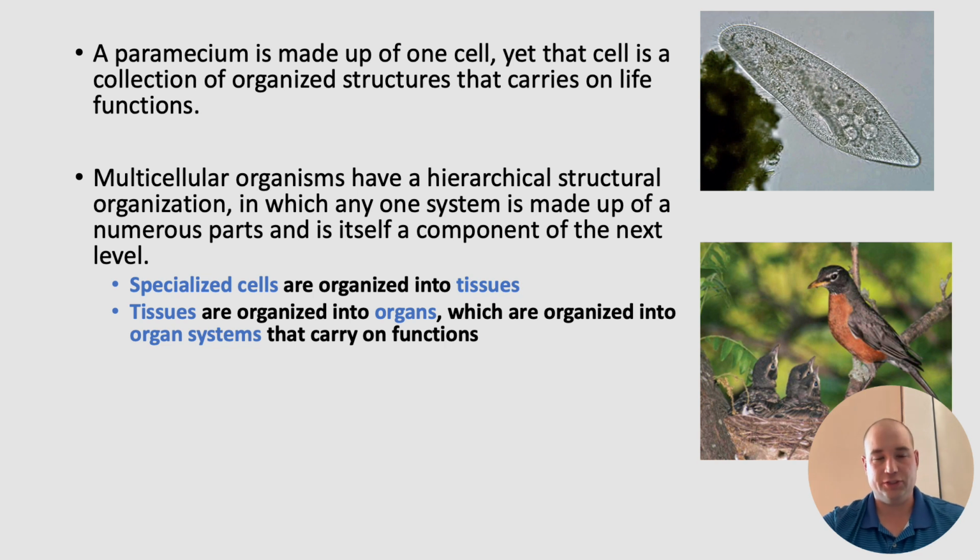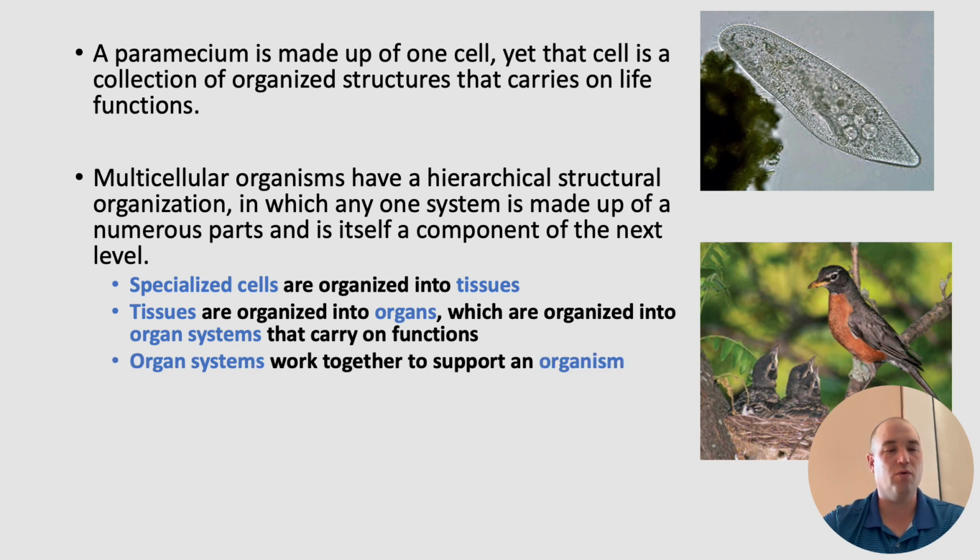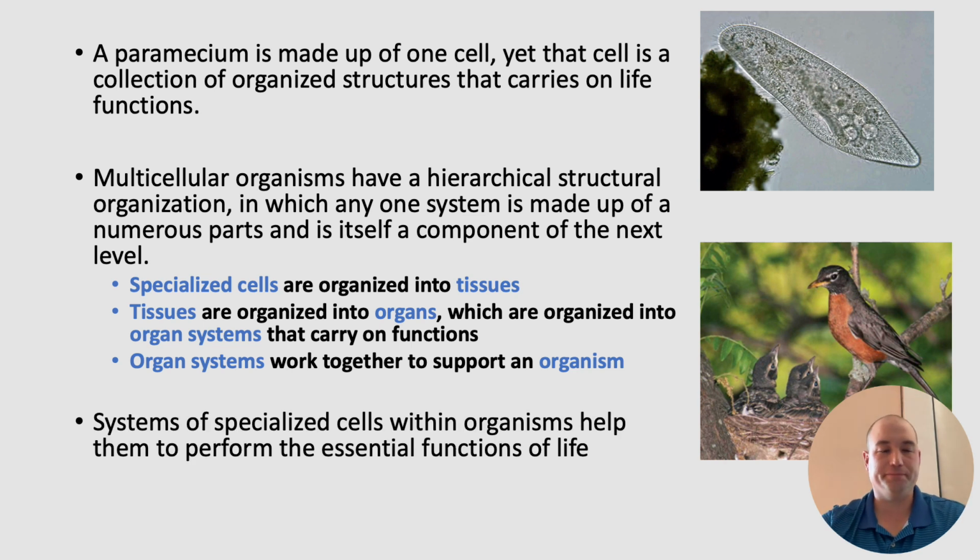So heart tissue makes up the heart, which makes up the circulatory system. So you can see how we're getting more and more complex. That organ system works together to support an organism, in this case the robin. So cells, tissues, organ system, organism. So systems of specialized cells within organisms help them to perform the essential functions of life.